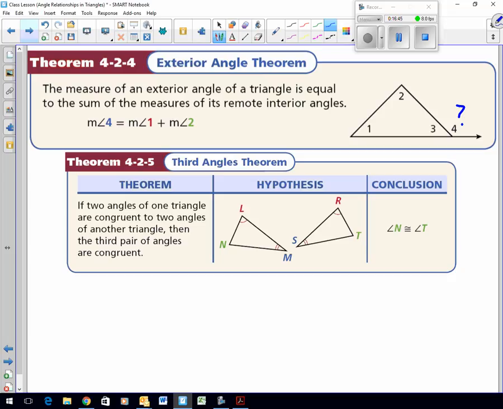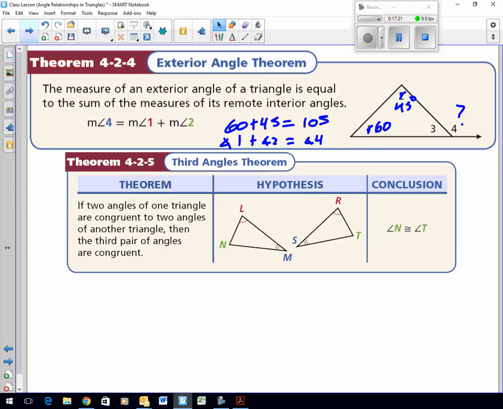I need a more substantive example, Mr. Hobbs. No problem. 60 degrees, 45 degrees. What's the measure of angle 4? First one to it is the winner. 105. 60 plus 45 equals 105. So that's the same thing as saying angle 1 plus angle 2 equals angle 4. Angle 4 would be 105.